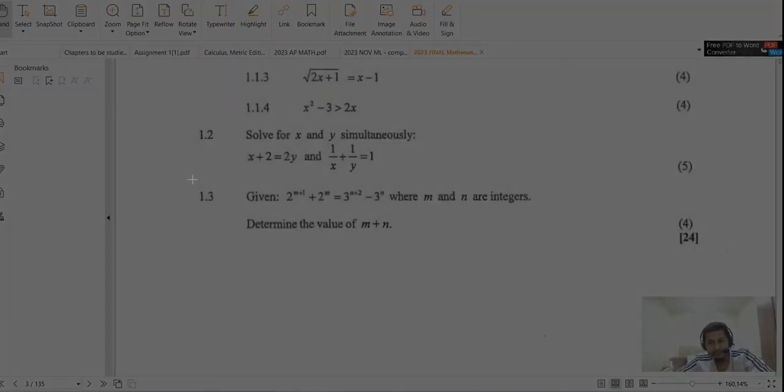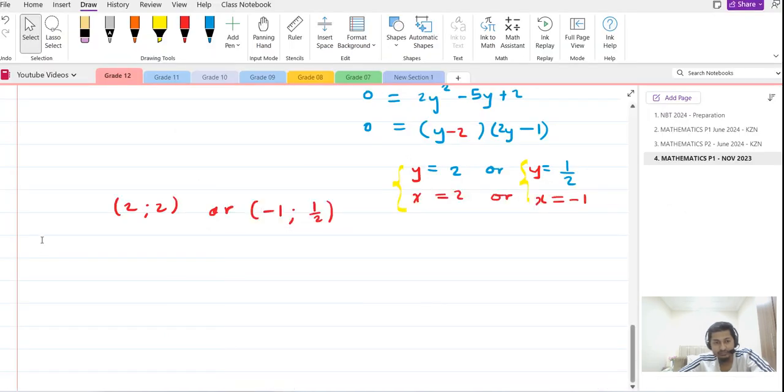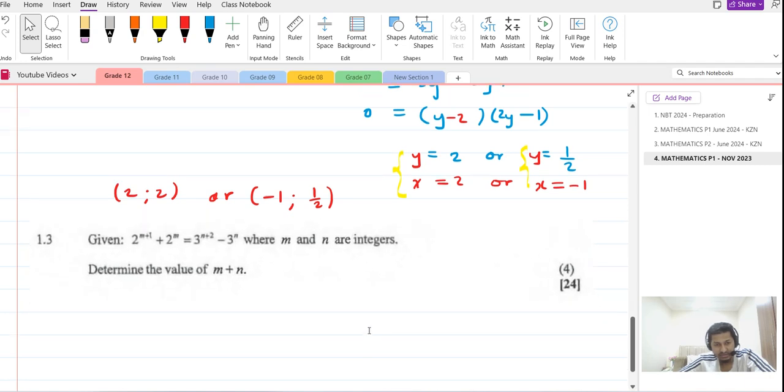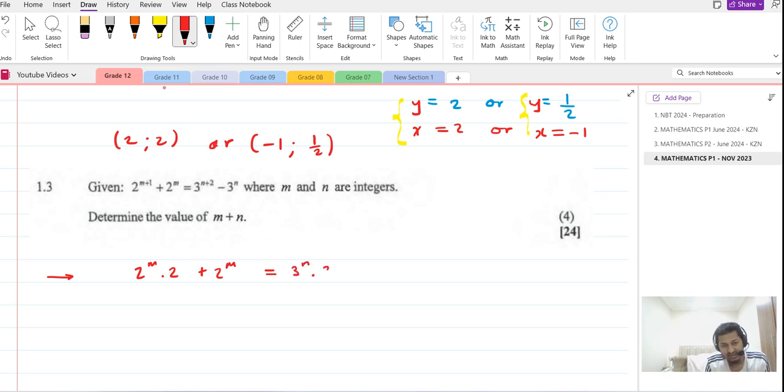Question 1.3. See what we have in question 1.3. We have some exponents there. Now what they told us here is we want to find the value of m plus n. To find the value of m plus n, see what we have on this side. We've got 2 to the power m plus 1. I'm going to break it up: 2 to the power m times 2 plus 2 to the power m. I'm just trying a method out. I don't really know where I'm heading towards, but anyways, let's simplify this. And this side I've got 3 to the power n times 3 squared minus 3 to the power n. That's what I have so far.